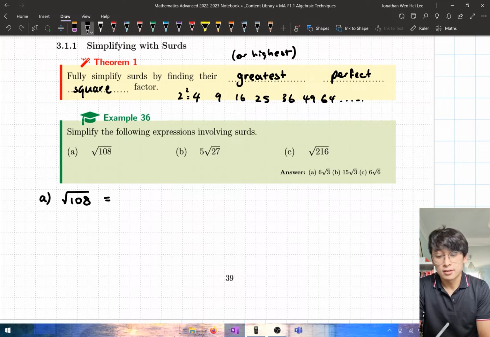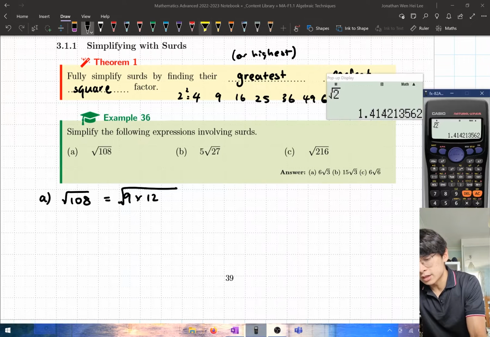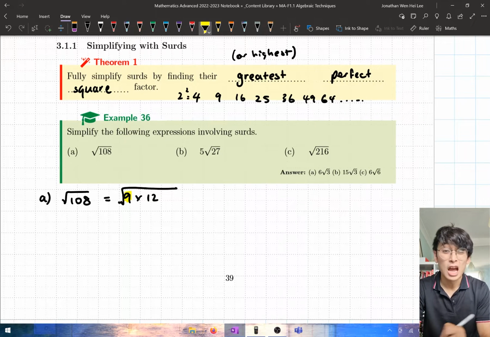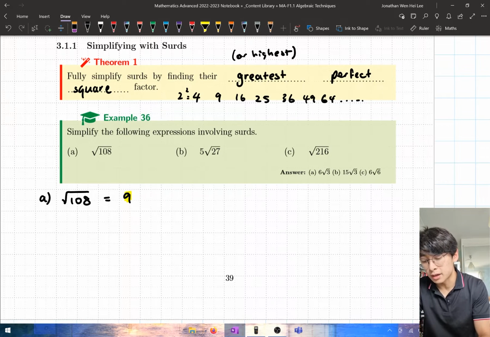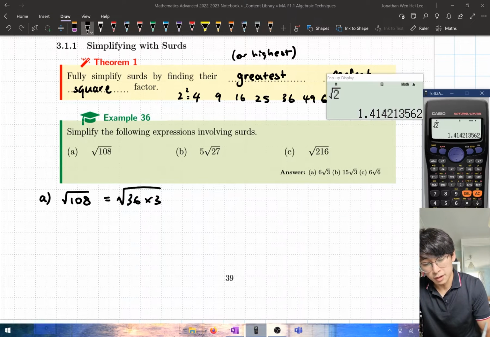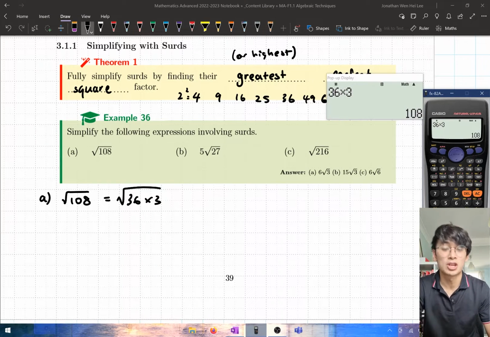108 has a few factors that you might be able to pick up. For example, you might notice that square root 108 is just 9 times 12. And so hopefully you can see 9 is actually a perfect square number. However, there's actually a bigger number than that. 108 can be written as 36 times 3. If I do this in my calculator, 36 times 3 is going to give me 108.